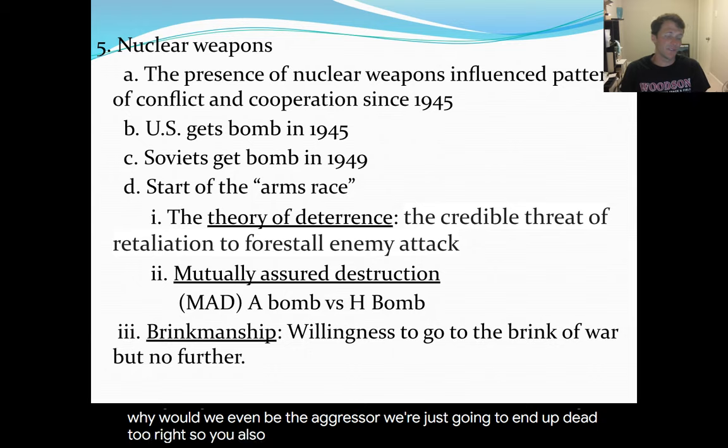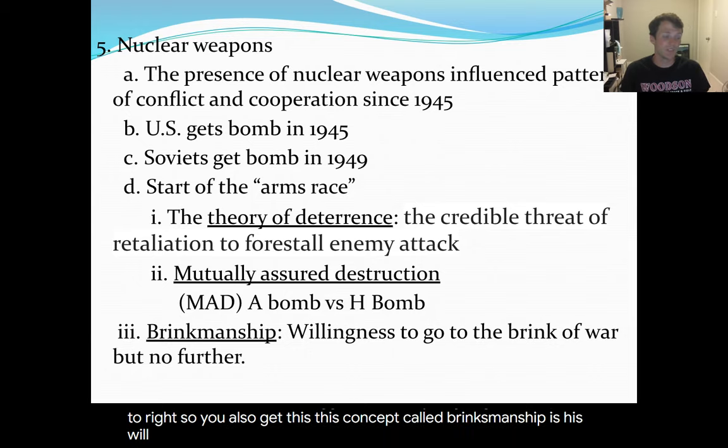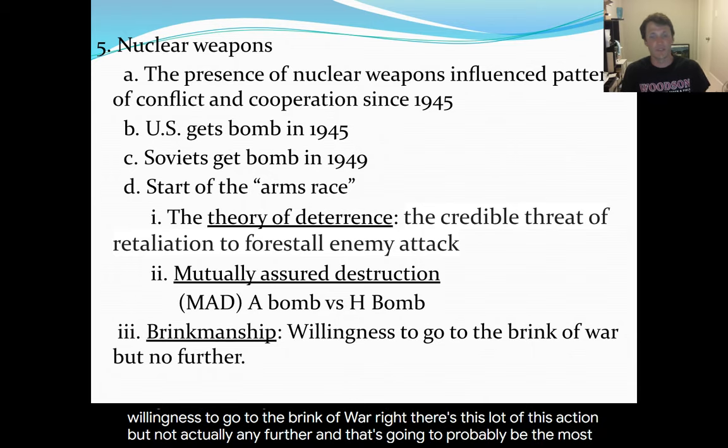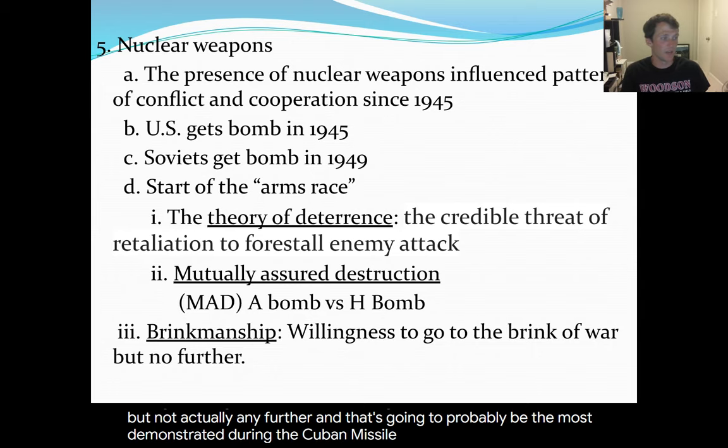So you also get this concept called brinkmanship. It's this willingness to go to the brink of war, right? There's a lot of this action, but not actually any further, and that's probably going to be most demonstrated during the Cuban Missile Crisis, right?